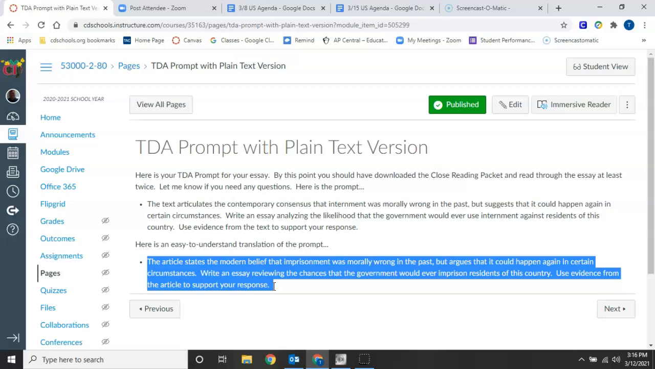So on the side of no, you could use the idea that Supreme Court justices that were alive at the time of the article stated that they would never make a decision like that again. They would never allow that kind of decision to occur. So again, you have a ton of evidence in the article that you can bring forward.